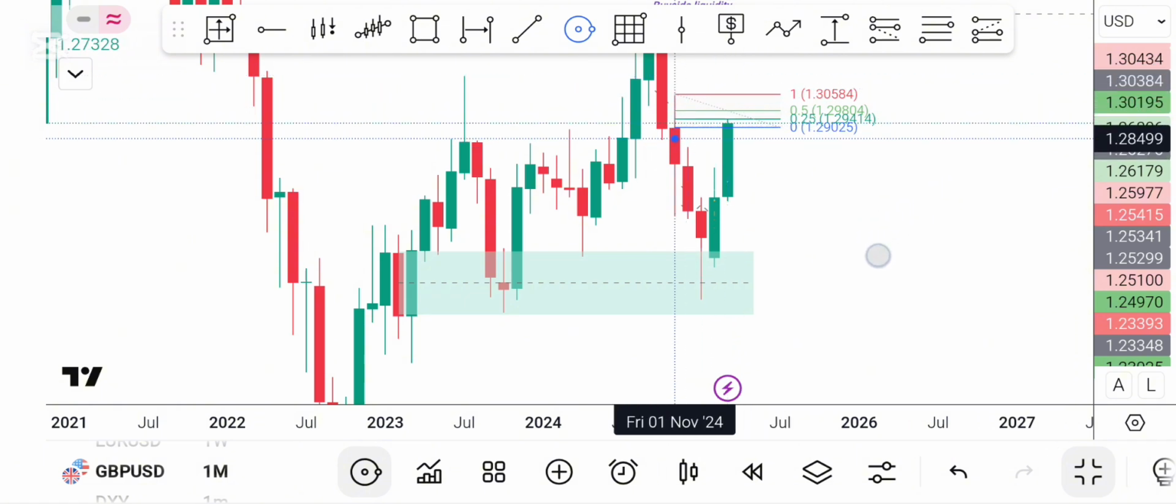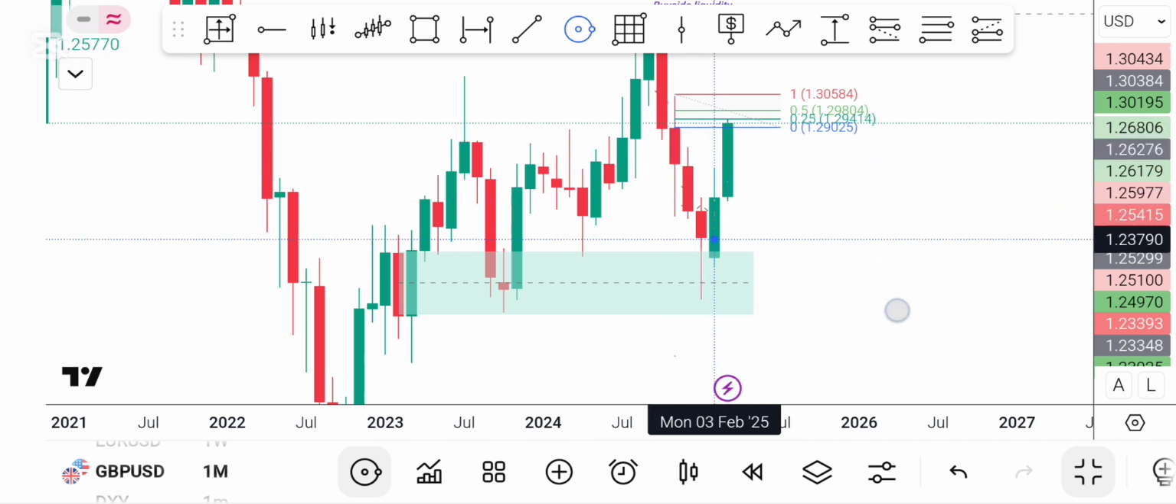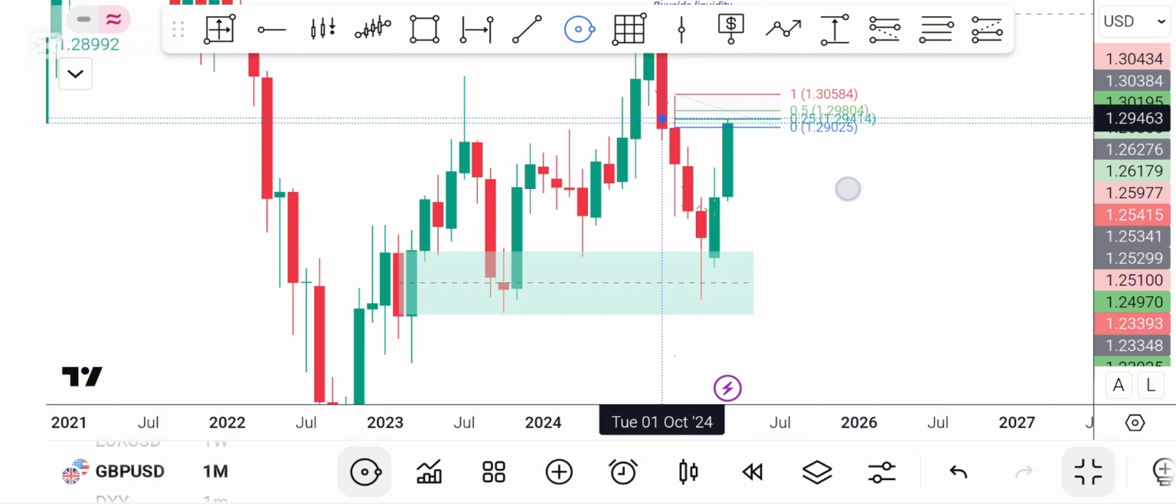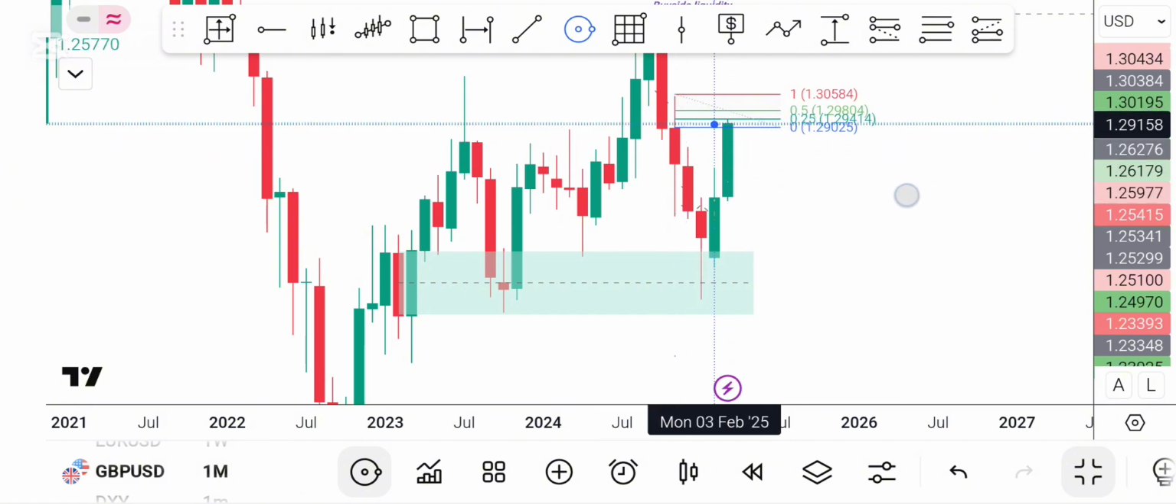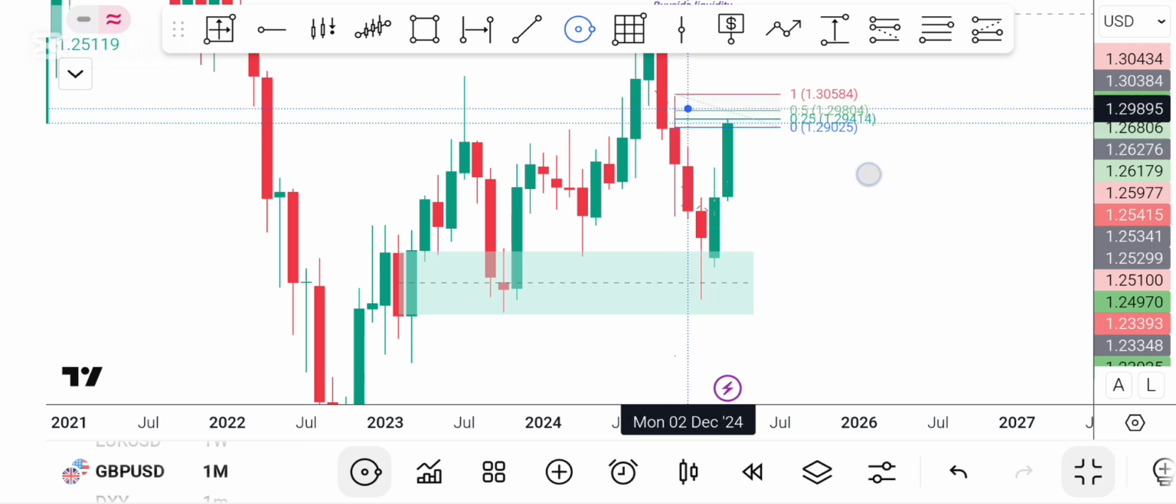Now we have also equally a monthly fair value gap here that was not respected because price was extremely bullish. So we have currently violated this monthly fair value gap right here and traded higher into the lower quadrant of what? This rejection block right here.